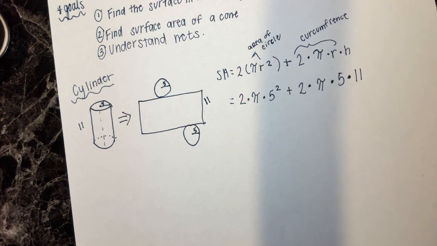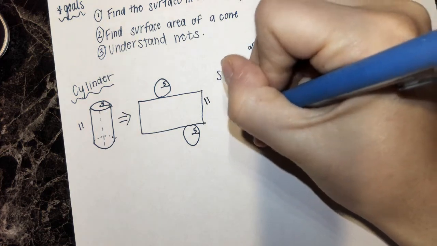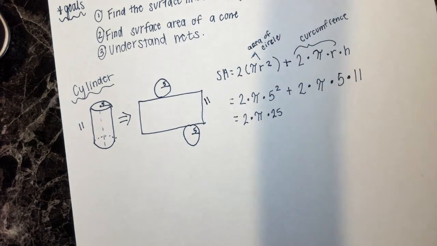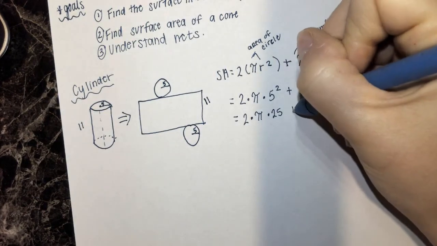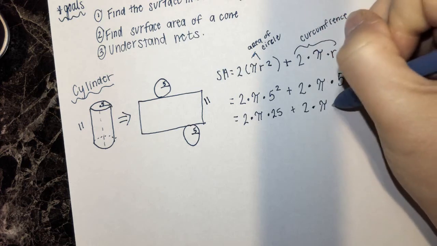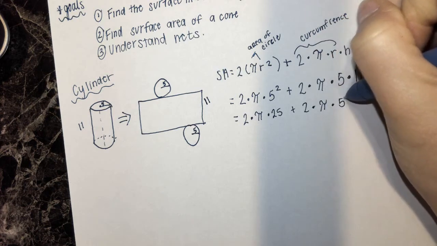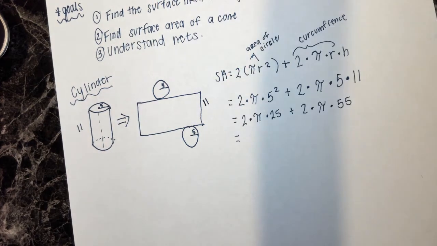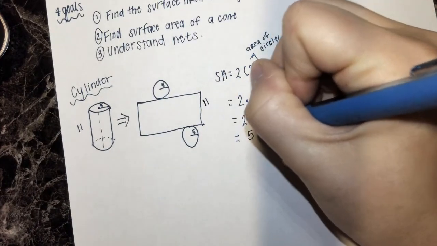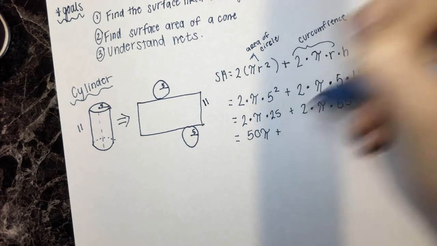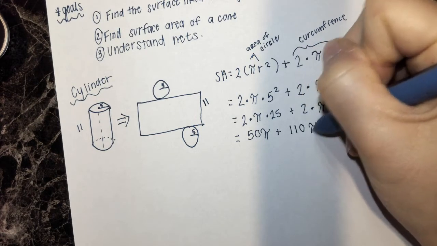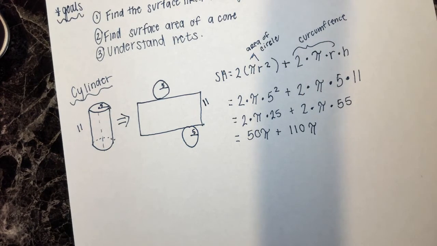Now I'm going to start simplifying. To start simplifying, I would say that this is 2 times pi times 25. That's 5 squared is 25. Plus, let's say this is 2 times pi times 5 times 11 is 55. You're going to go through and simplify again. Now, it's always easier to combine everything that's not pi first. So when I get this, it would say that this would be 2 times 25 would be 50 pi plus 2 times 55 would be 110 pi. So far all I've done is combine.